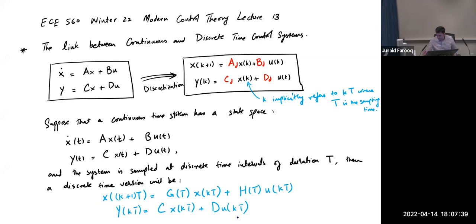So interestingly, the C and D are not affected as part of the discretization process, right? So C and D are not affected. And the reason why they are not affected, can somebody make a wild guess?